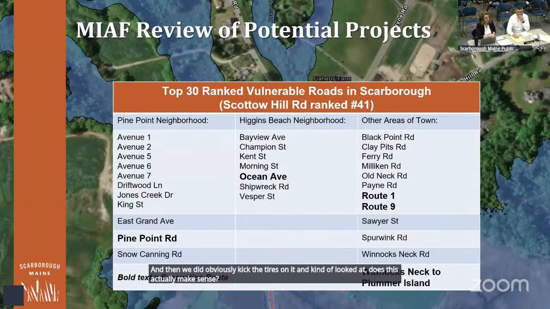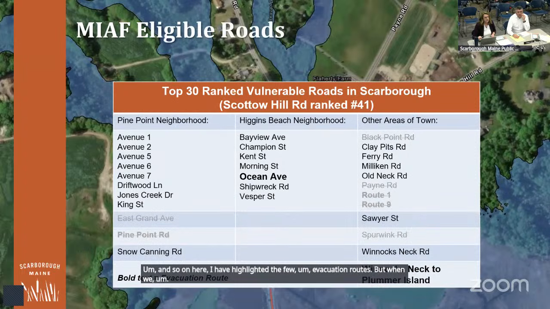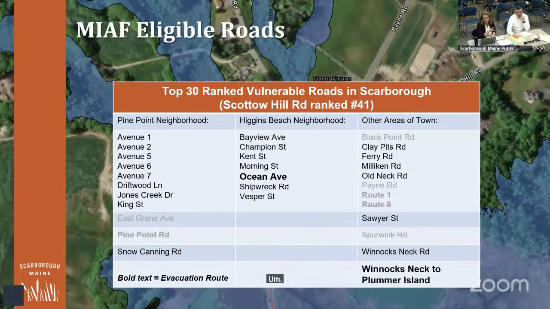And I think what we heard from the public was that it definitely made sense. And we're these top 30 aligned. And so on here, I have highlighted the few evacuation routes. But when we compared that to the eligibility for this grant, a lot of them go away, as you can say, grade out. It is not eligible for state aid or state roads. So it really looks at the local roadways.